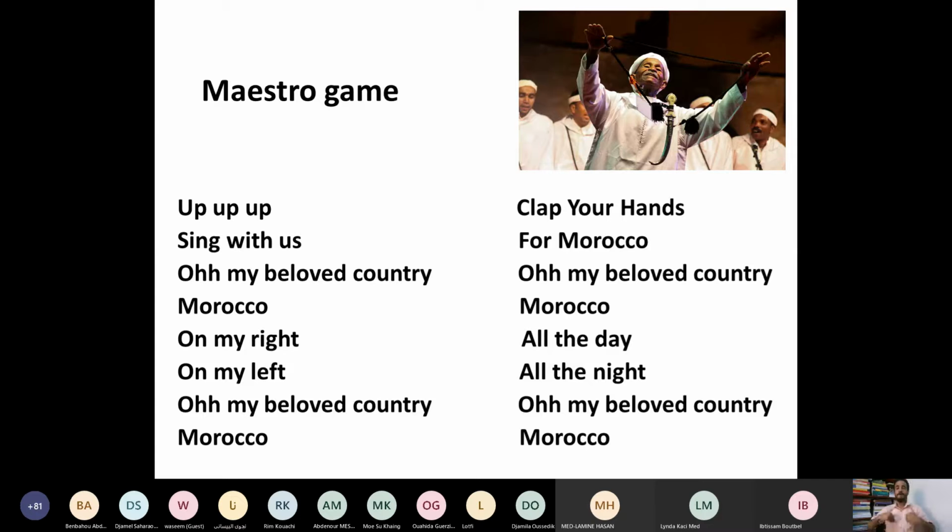I just read it. Now, I'm going to play the maestro game. When I sing, after I finish, students should repeat after me.